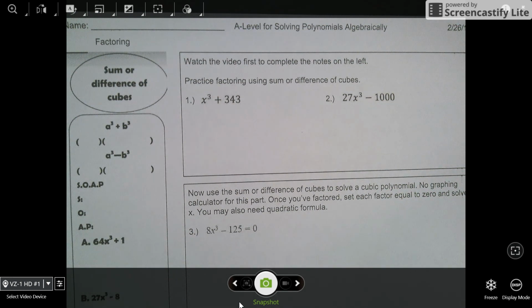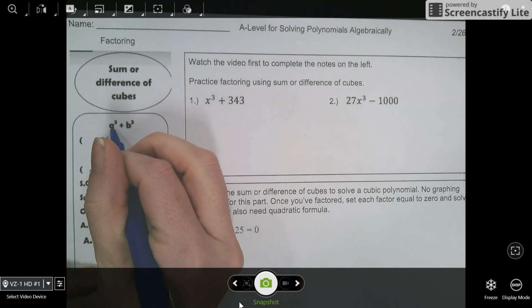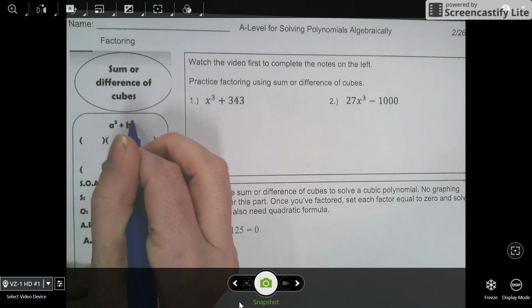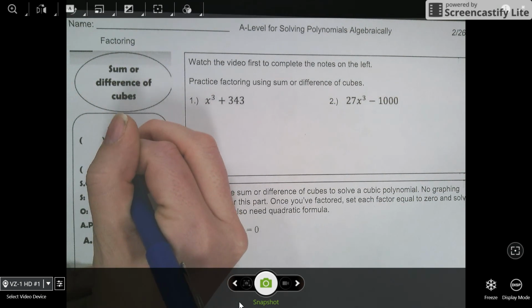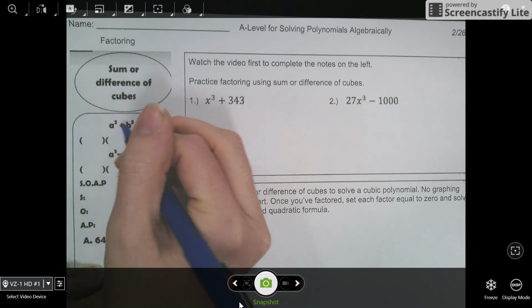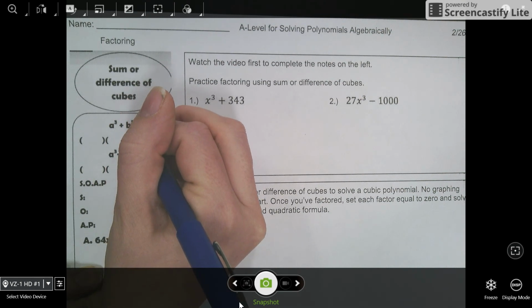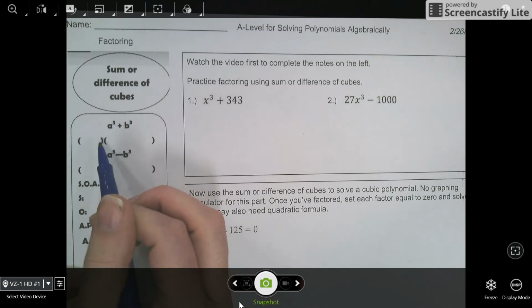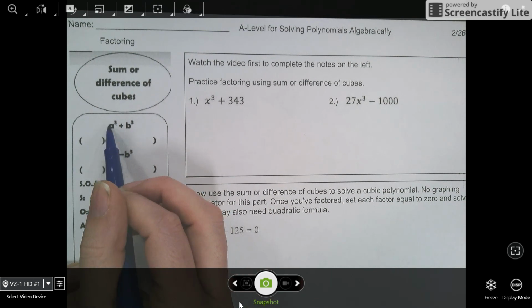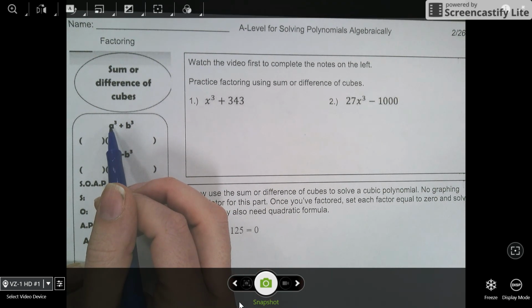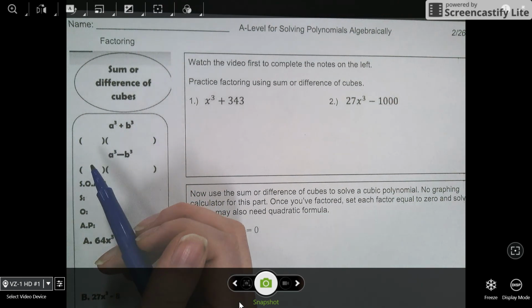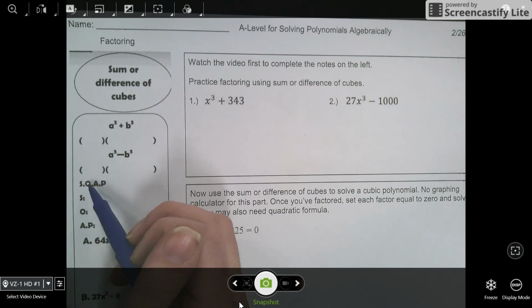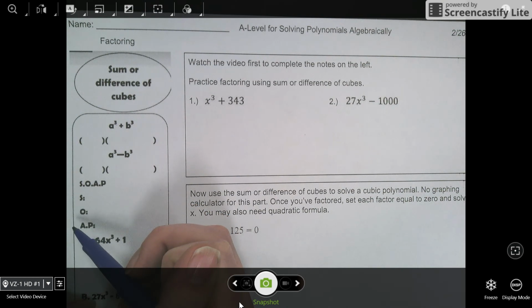So sum or difference of cubes. Your initial polynomial is always going to look like this. It's going to have some kind of term that has been cubed plus some term that has been cubed. So we'll see a couple different examples of this. Sometimes they're numbers, sometimes they're variables. But they always follow the same pattern when you factor them. And you can memorize this pattern, and I have a little way for you to do that right below here.